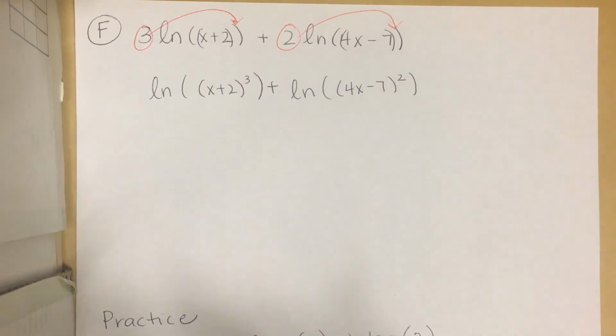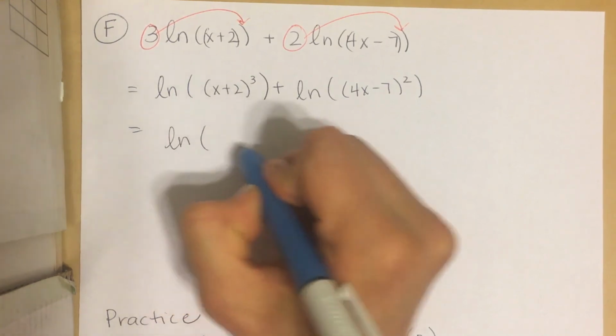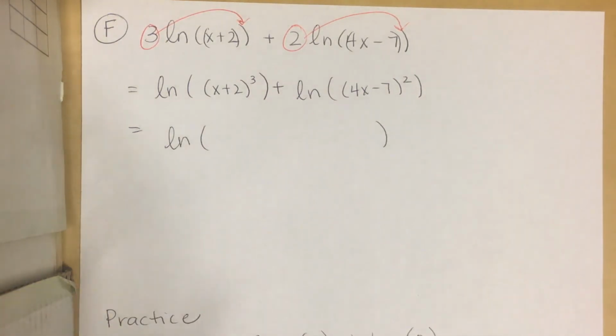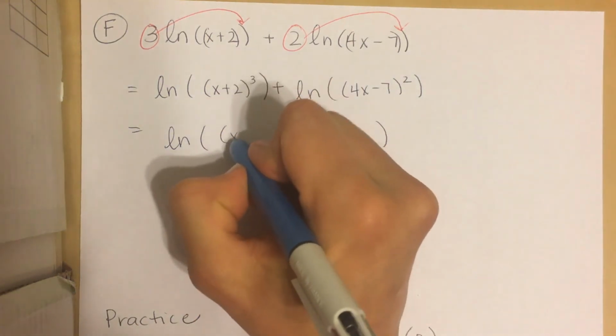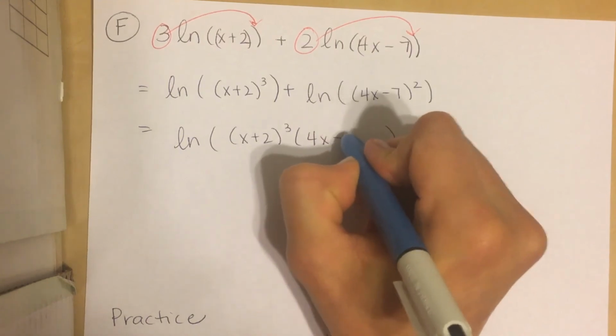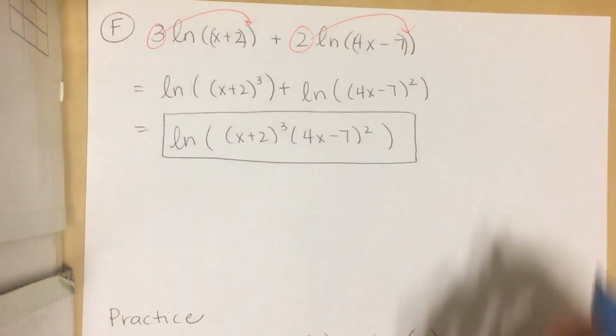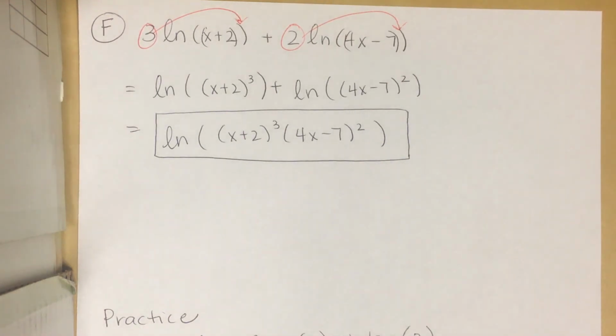Now, if I wanted to write this as one logarithm, because they're added together, or they're all plus signs, that means they stay on the top of my fraction. So I will have x plus 2 all cubed and 4x minus 7 all squared. And this looks long and messy, but you will leave it like that.